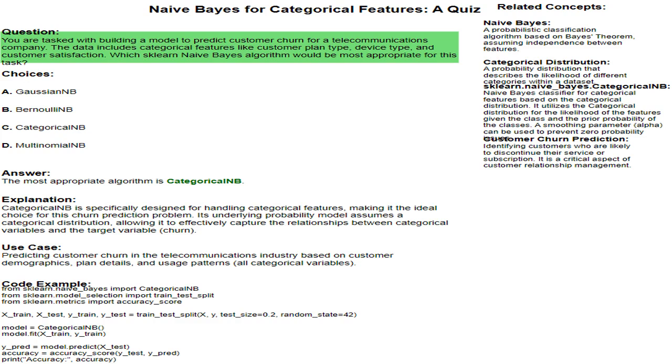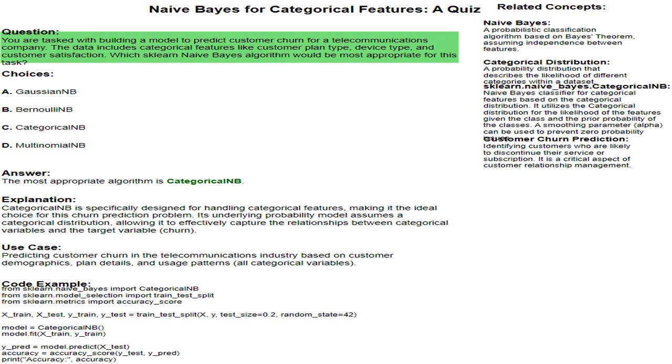A. Gaussian NB. Gaussian NB assumes a Gaussian distribution for the features, which is not suitable for categorical features. This would lead to incorrect probability estimates. False. B. Bernoulli NB. Bernoulli NB is designed for binary features, 0 or 1. While it can handle categorical features, it might not be optimal as it treats each category as a separate binary feature. This could lead to information loss and inaccurate results.